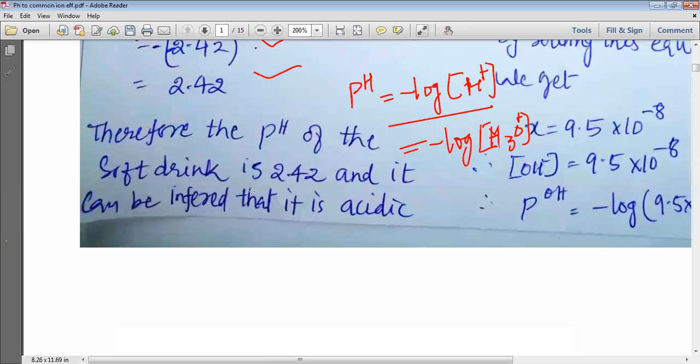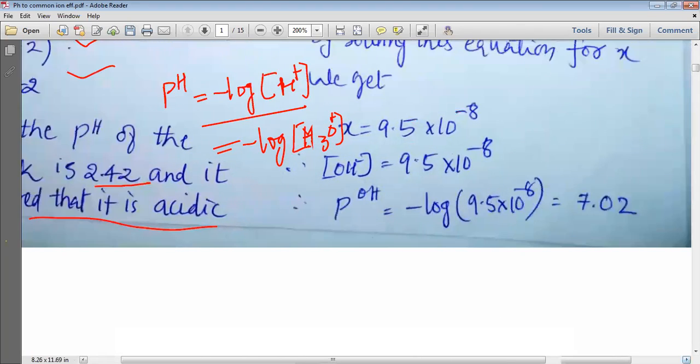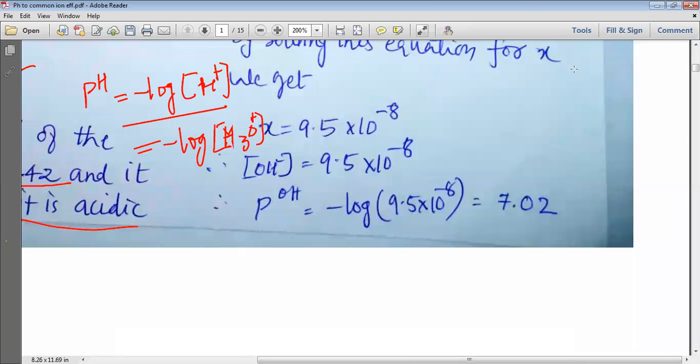Therefore, the pH of the soft drink is 2.42 and it can be inferred that it is acidic in nature, because when the pH is less than 7, we can say that it is acidic in nature.